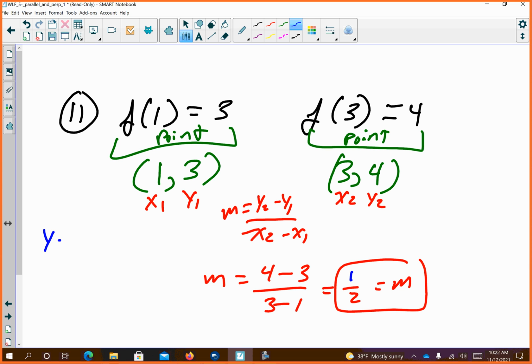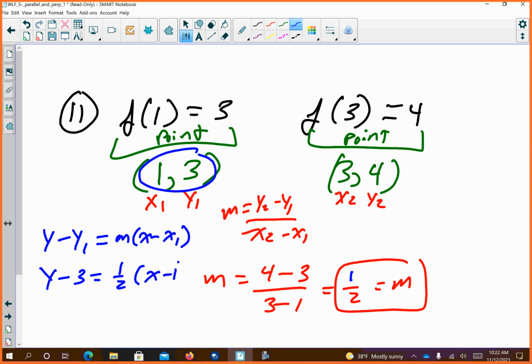All right, so I want us to think about this for a sec. Okay, so if I use this point, I'm going to get y minus 3 equals 1/2 (x minus 1). Okay?